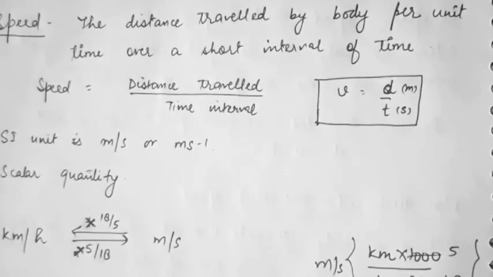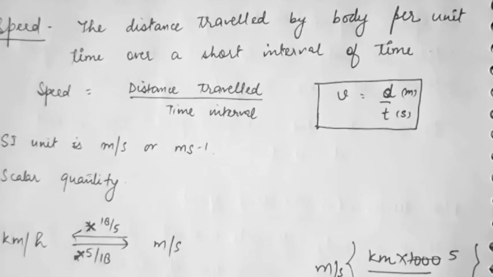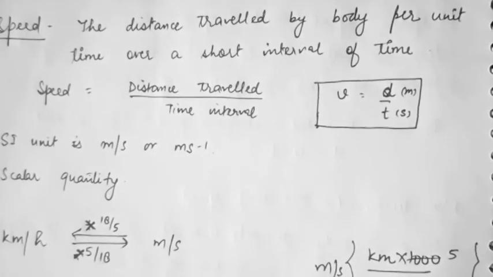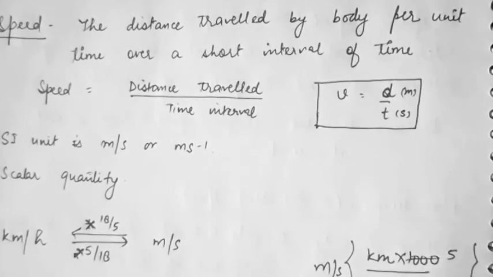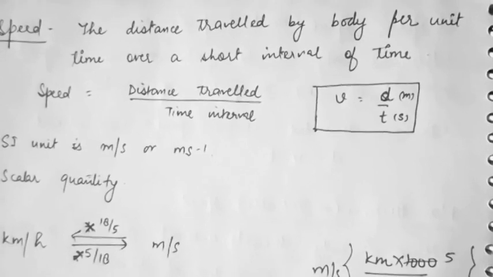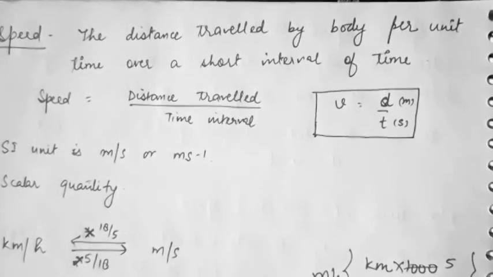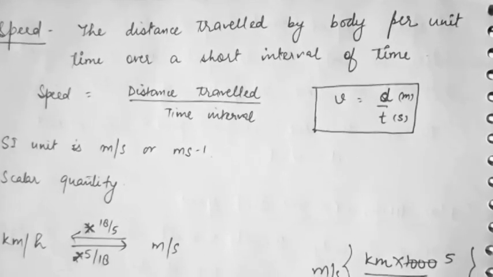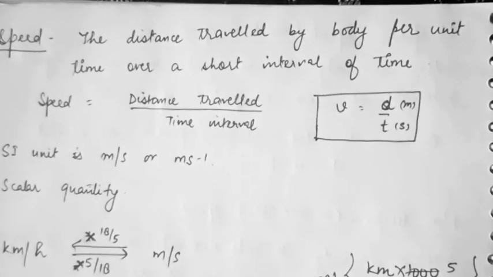Suppose you have to change kilometer per hour into meter per second. So what we'll do, we'll change kilometer into meter by multiplying by 1000 and hours into seconds by multiplying by 3600. So we get 5 upon 18. So if you multiply kilometer per hour by 5 upon 18, it will be changed to meter per second. Simultaneously, if we multiply meter per second by 18 upon 5, we'll change it into kilometer per hour.